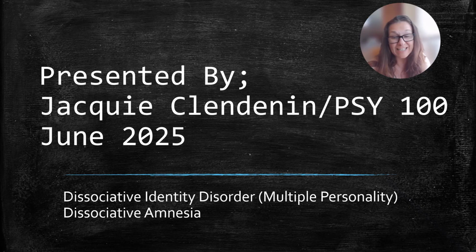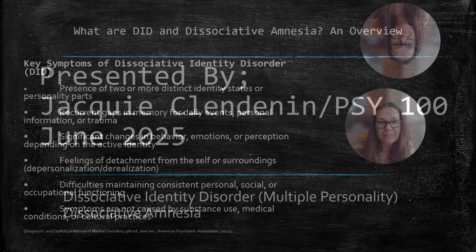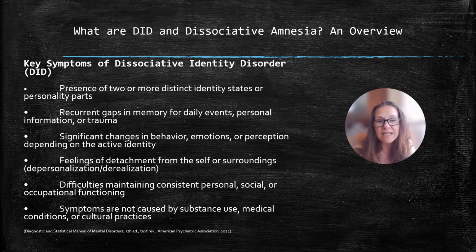Hi, my name is Jackie Clendenin, and today we're going to talk about dissociative identity disorder, formerly called multiple personality disorder, and dissociative amnesia. DID and dissociative amnesia are both in the DSM-5-TR, and for DID, the following criteria are required.